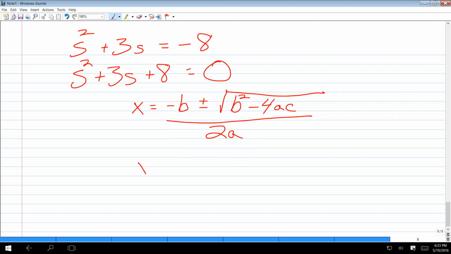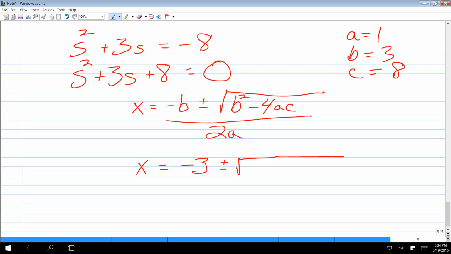Plug in for me with minus b. So minus b is going to be -3s. Just -3. It does not include the variable. You're only talking about the coefficients. In other words, a is 1, b is 3, and c is 8. Not talking about any of the variables.